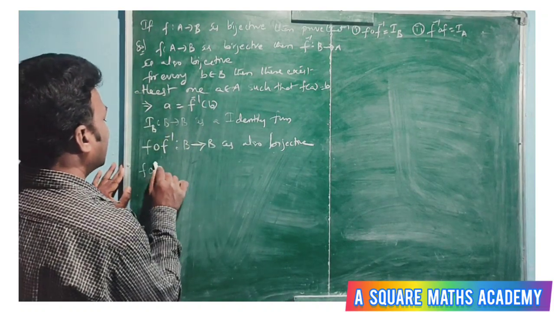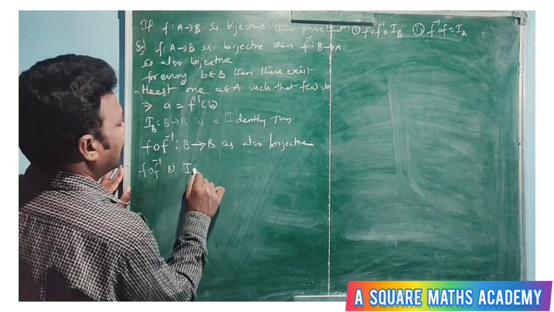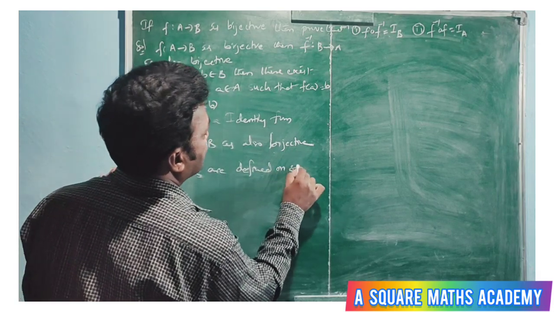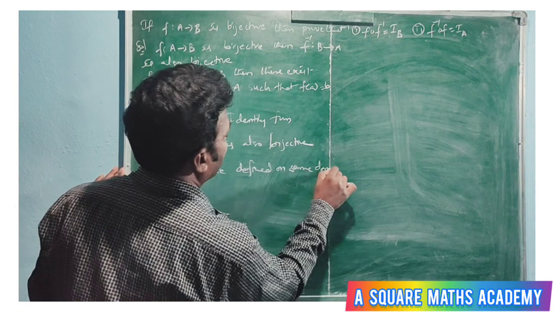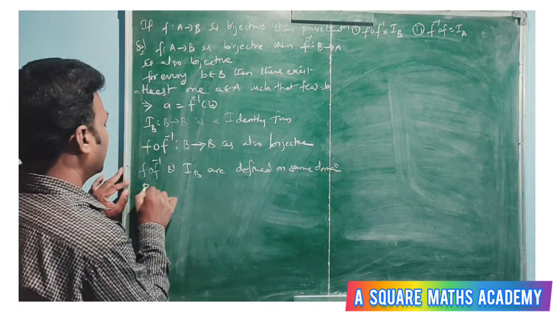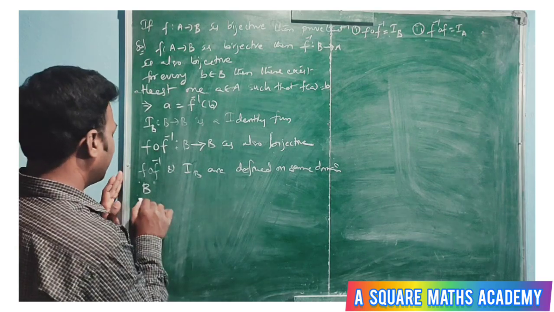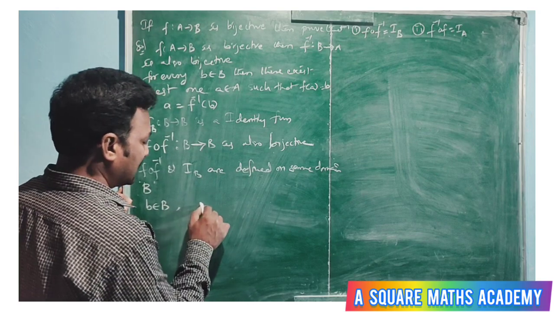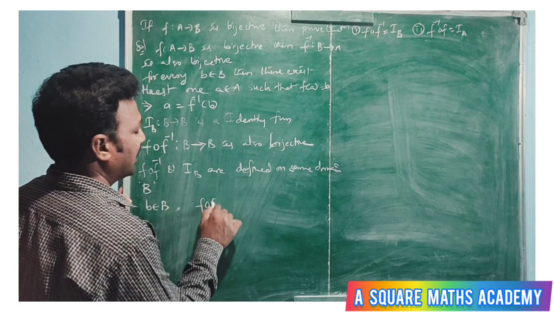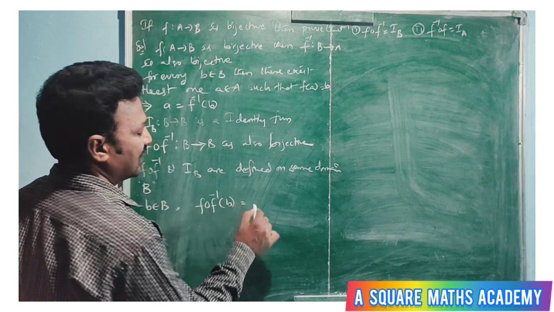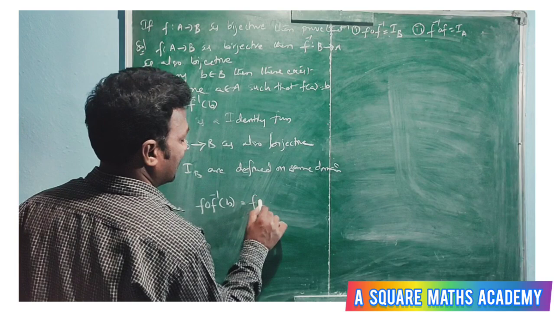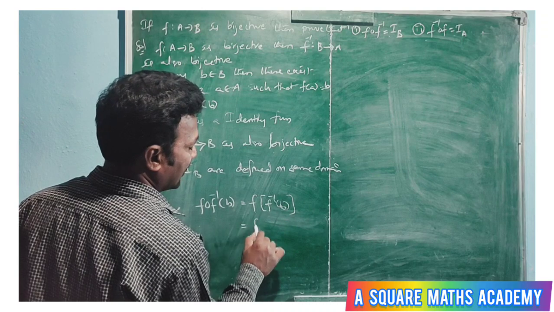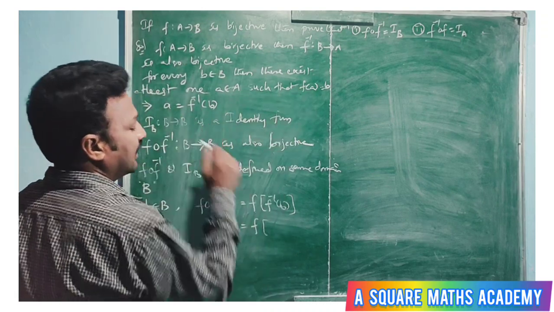అంటే f circle f inverse అండ్ IB ఆర్ డిఫైన్డ్ ఆన్ సేమ్ డొమైన్ B మీద డిపెండ్ అయ్యింది కదా. కాబట్టి ఫర్ ఎవ్రీ b belongs to B వి టేక్ ఇట్. b belongs to B such that f circle f inverse of b we take it. f circle f inverse of b, that equals to f of f inverse of b right now. So f of f inverse of b can be also a.